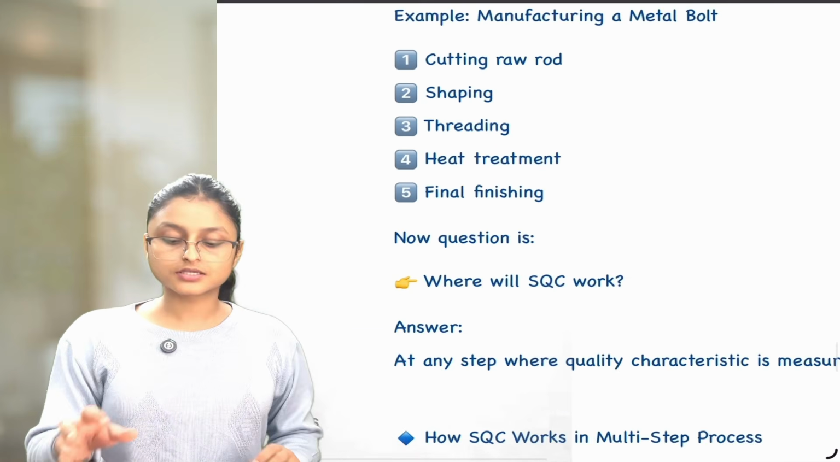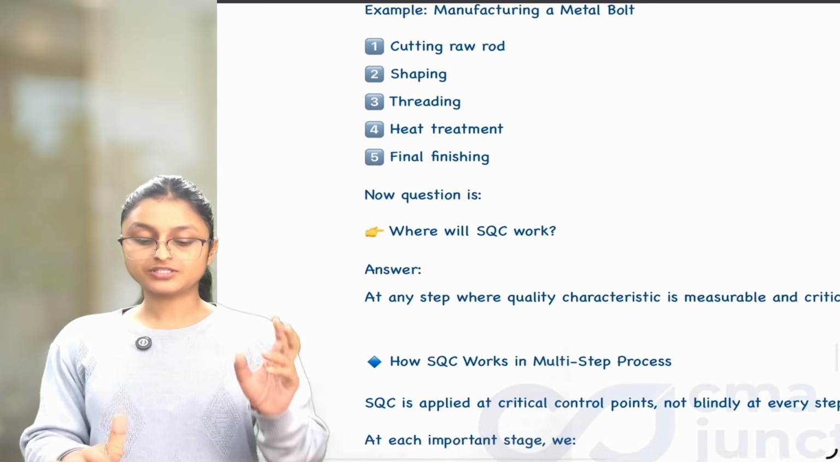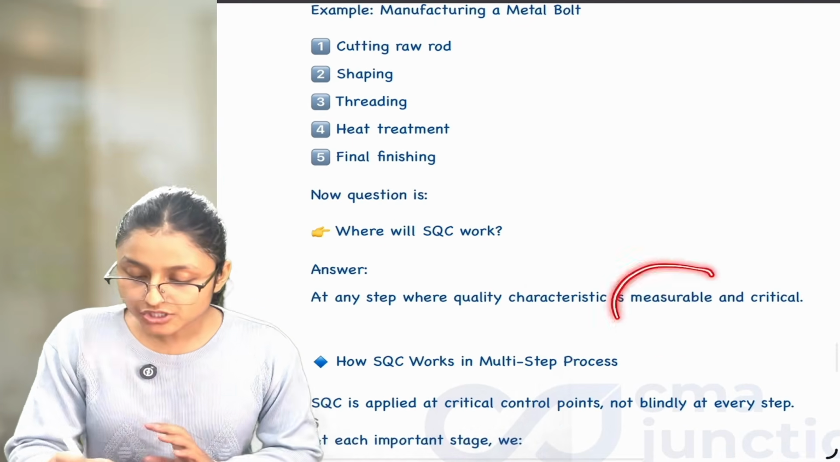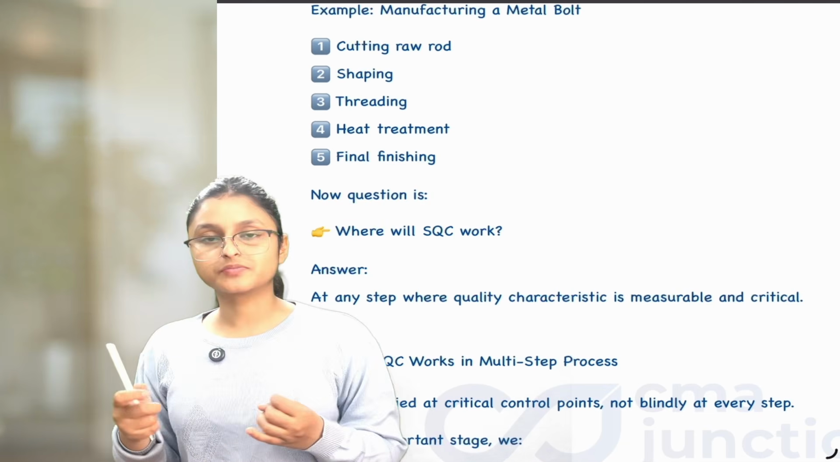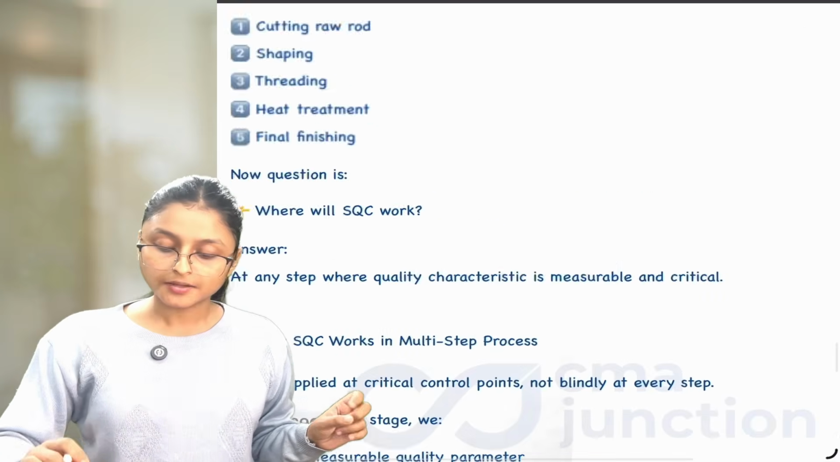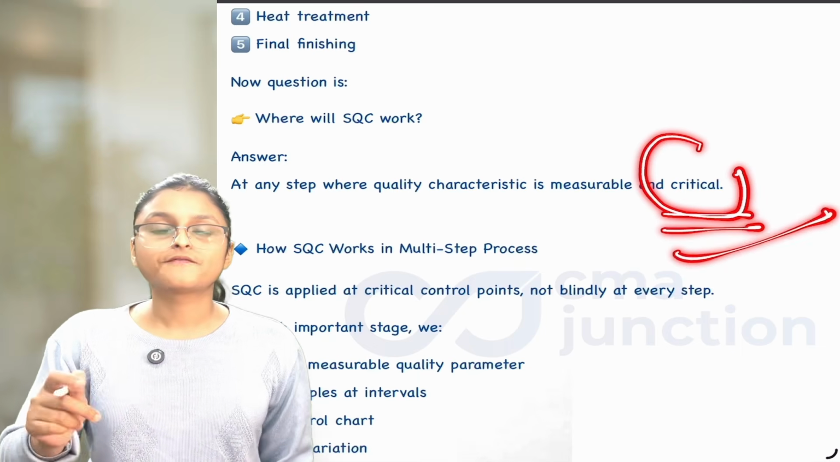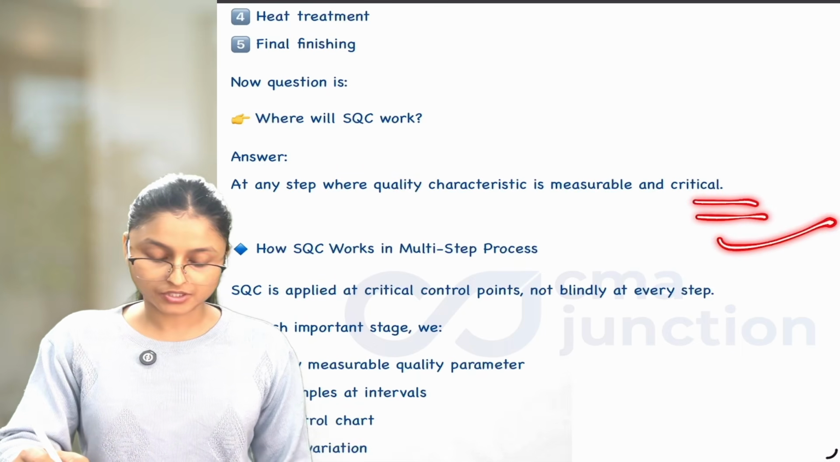Now the question is, where will you apply SQC? You will apply SQC at any step where the quality characteristic is measurable and critical. So the quality characteristic should be measurable, then only I'll be able to set the upper control and lower control limit, right? Plus, it should be critical. It should be at such a step where variations are high so that we can control those variations.